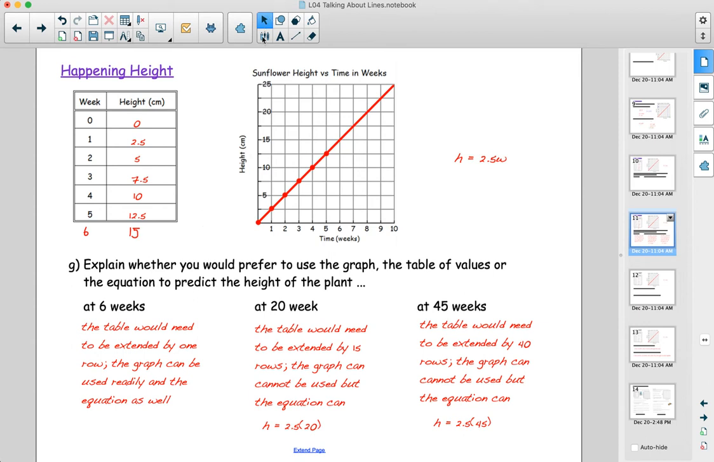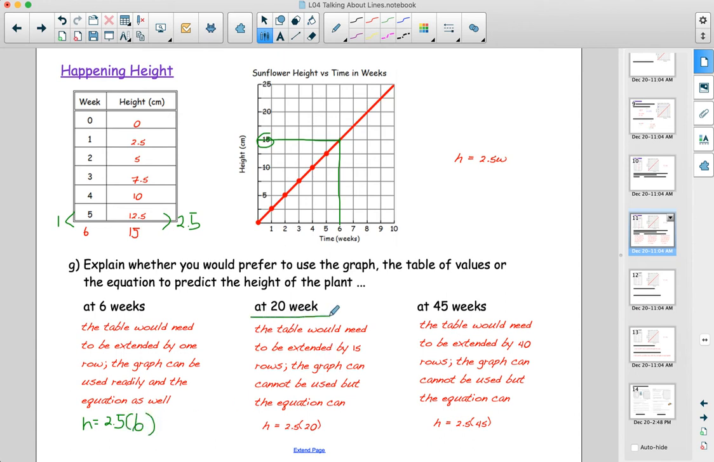So if we wanted to use the table, the first thing I'm going to have to do is add another row. So plus 1, plus 2.5. So it's possible to use the table, but I'd have to add another row. We could easily use the graph because I can come up to 6 and draw my guideline. This is not going to be very straight. And then I could come across like that, and I could see 50. So it's possible because at least 6 weeks is visible on the graph. And of course I could use the equation always because I'm just going to do 2.5 times whatever the time happens to be. In this case it would be 6, also going to give me 50.